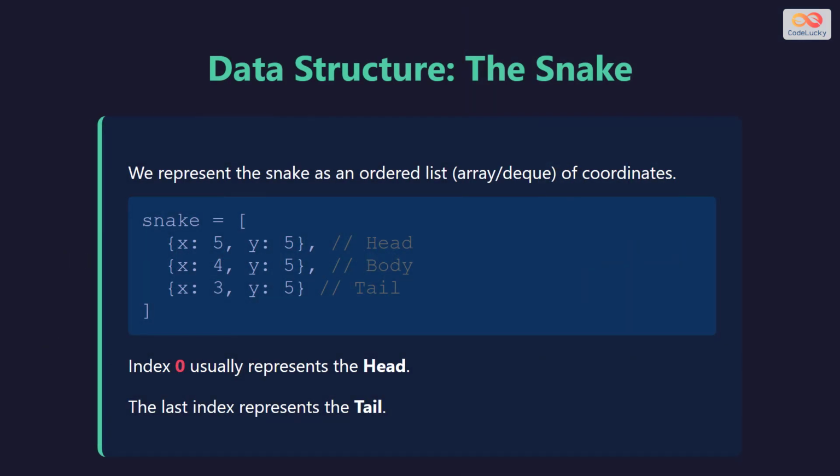How do we store the snake in our code? The most common way is to use an array or list of coordinate objects. The first element at index 0 is typically the head. Every subsequent element represents a segment of the body, all the way down to the last element, which is the tail. This ordered list allows us to track every part of the snake efficiently.